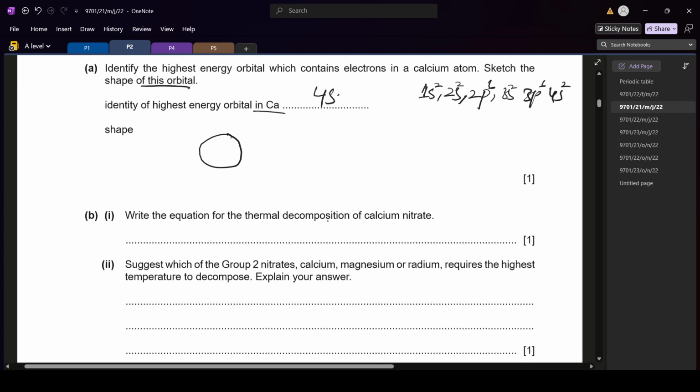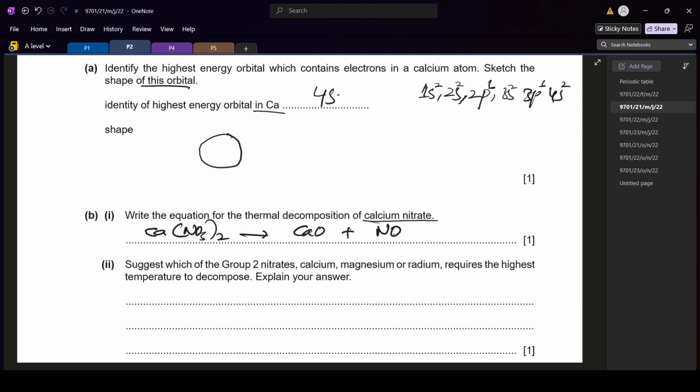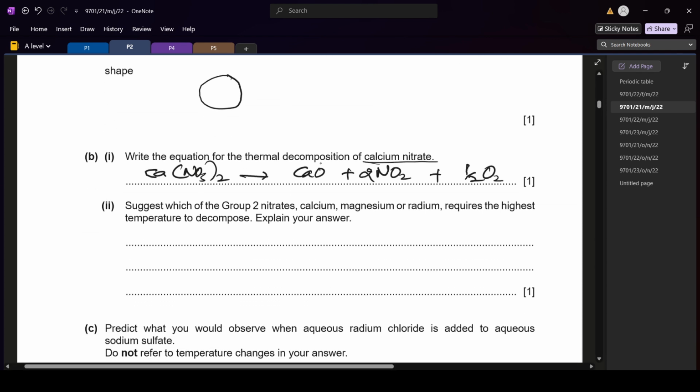Part B, write the equation for the thermal decomposition of calcium nitrate. So calcium nitrate decomposes into calcium oxide plus nitrogen dioxide plus oxygen, and this is the balanced equation for this thermal decomposition reaction.